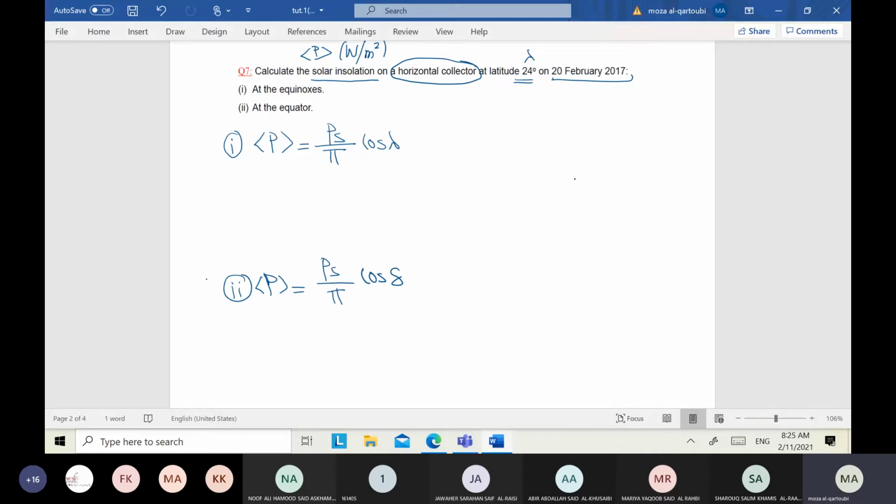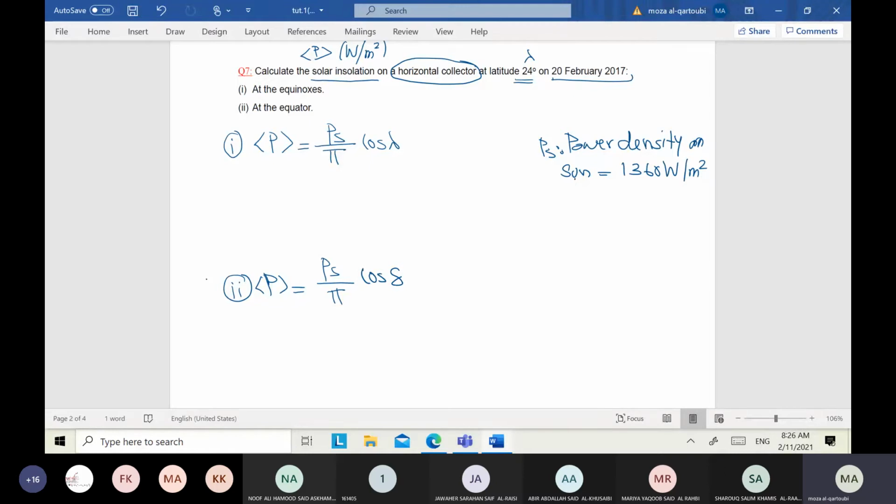PS means the power density, and the power density on the sun, note, equals 1360 watt per meter square. Okay, this is on the sun. Now, the power density from the sun's radiation.